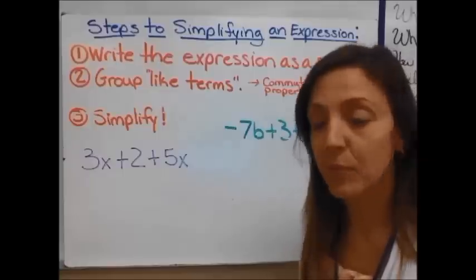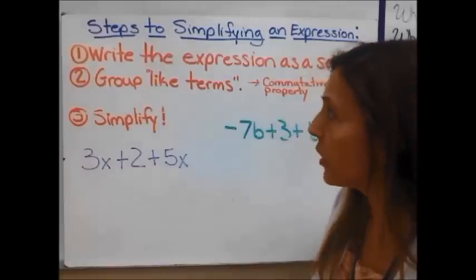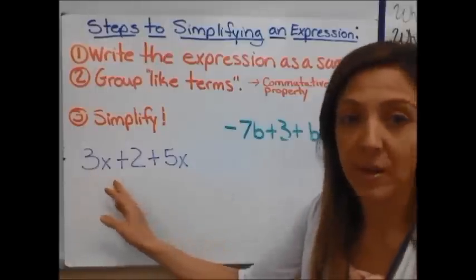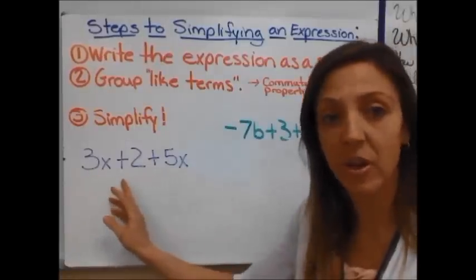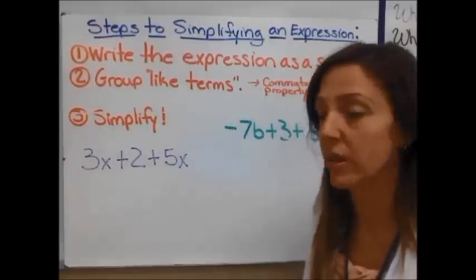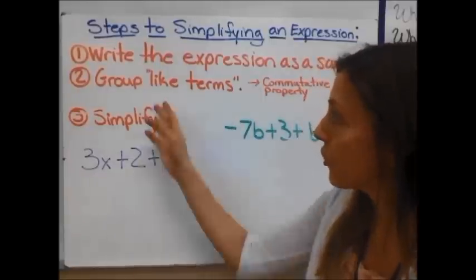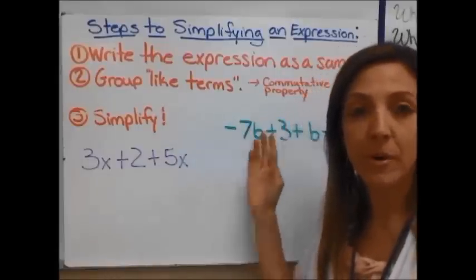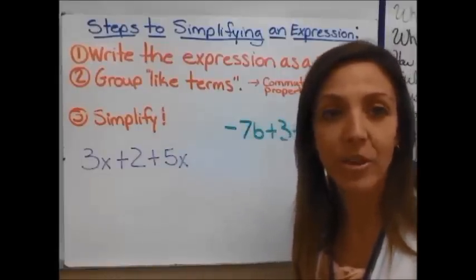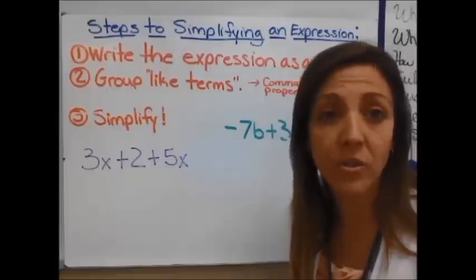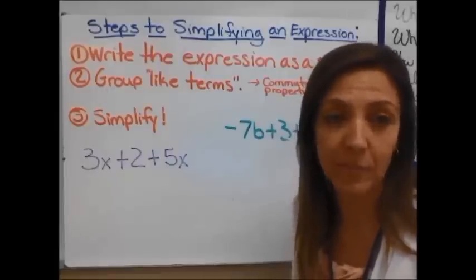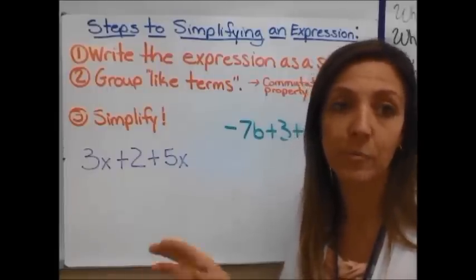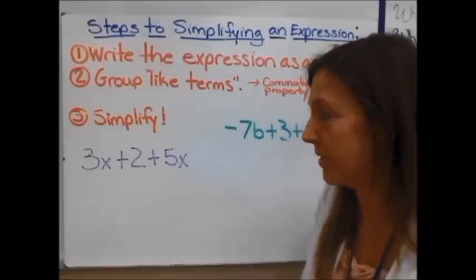So let's take a look at what that's going to look like. First, we're going to write the expression as a sum. Well, this is already written as a sum. It's all addition. There's no subtraction in it. Group your like terms. So what I'm going to do is use the commutative property. Remember that when you're adding, you can move the numbers in any order that you want to. You're still going to come out with the same sum. 3 plus 5 is 8. 5 plus 3 is 8. It's going to come out to be the same.